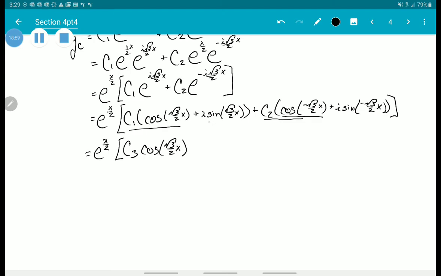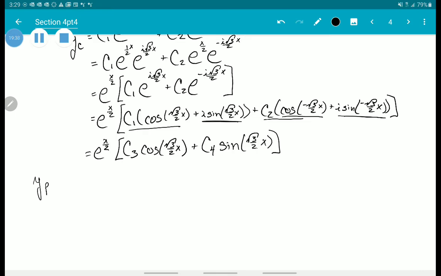Now, could you use that same kind of thought here for those sines? We know the sine of negative square root of 3 over 2 x is, well, sine is an odd function, so that's equivalent to the negative i sine of square root of 3 over 2 x. And then combining those two sines, we're going to get a new constant, call it C4, times the sine of square root of 3 over 2 x. So there's our complementary solution for this particular problem.